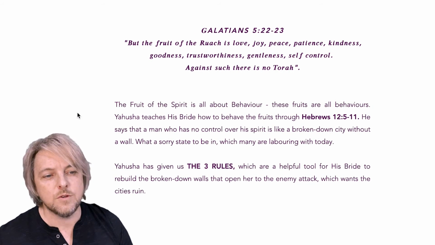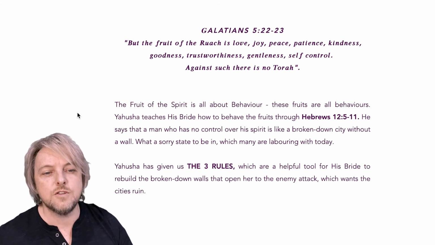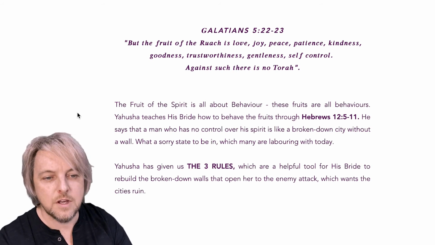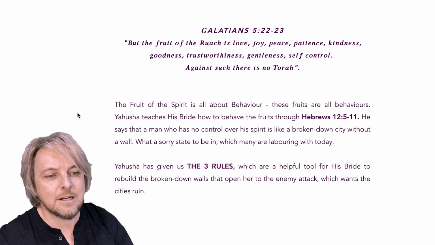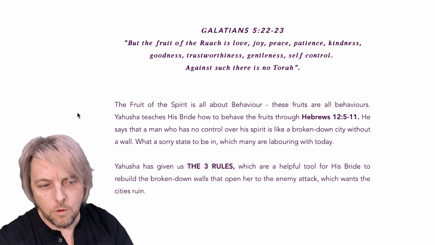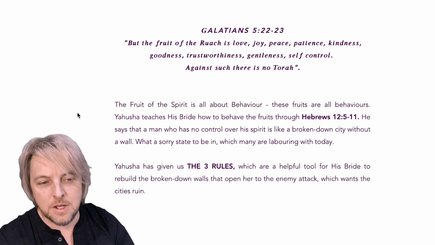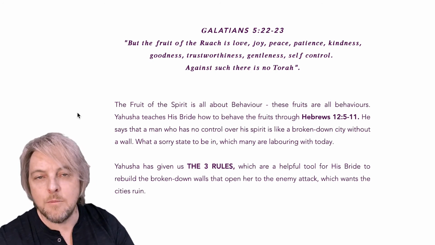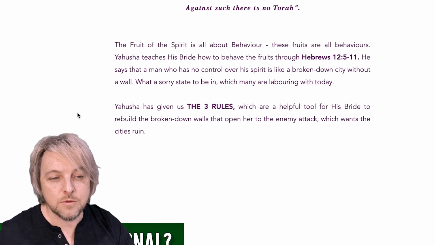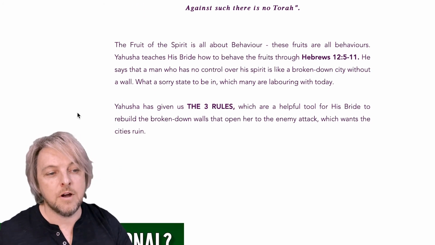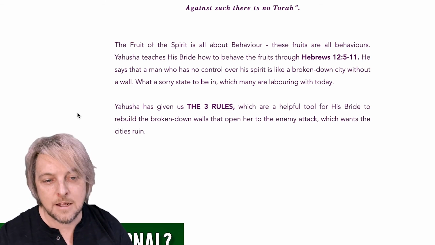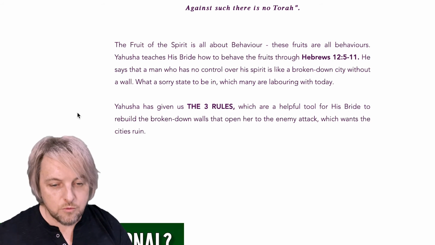The fruit of the Spirit is all about behaviour. These fruits are all behaviours. Yahusha teaches his bride how to behave the fruits through Hebrews 12. He says that a man who has no control of his spirit is like a broken down city without a wall. What a sorry state to be in, which many are labouring with today. So Yahusha has given us the 3 rules, which are a helpful tool for his bride to rebuild the broken down walls that open her to the enemy attack, which wants the city's ruin.